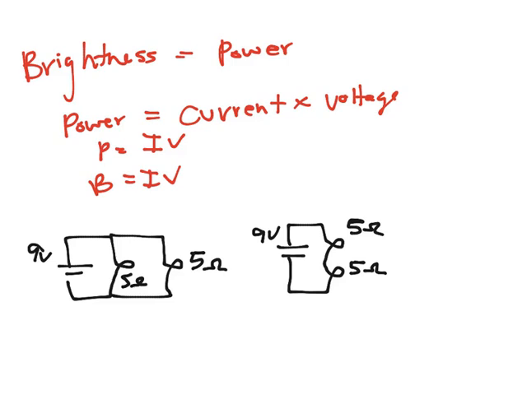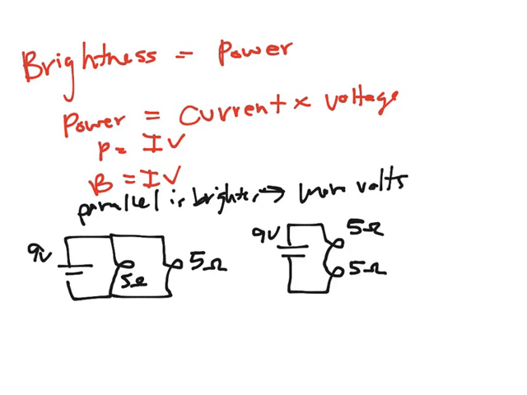So looking at these, hopefully you know by now that in general, parallel is brighter, because it gets more volts. So remember, to explain this, it's your loop rule. Each loop gets 9 volts, so each one of these gets 9 volts. These are only going to get 4.5 volts.